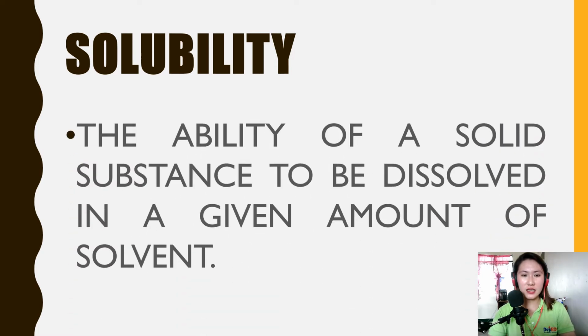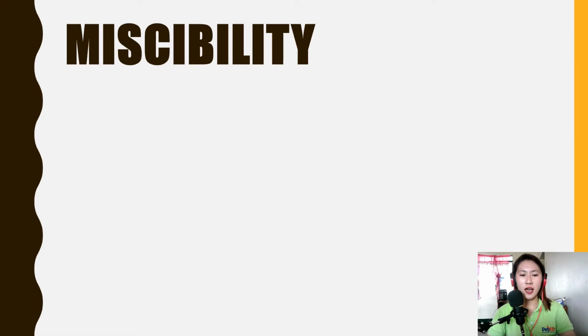Solubility is the ability of a solid substance to be dissolved in a given amount of solvent. When we say solid substance, it is what we call the solute. So solute, yun yung natutunaw. Examples of solute are sugar and salt. And when we say solvent, this is the one that dissolves the solute. One example of solvent is water. Water is also known as the universal solvent. Okay? Next we have miscibility.